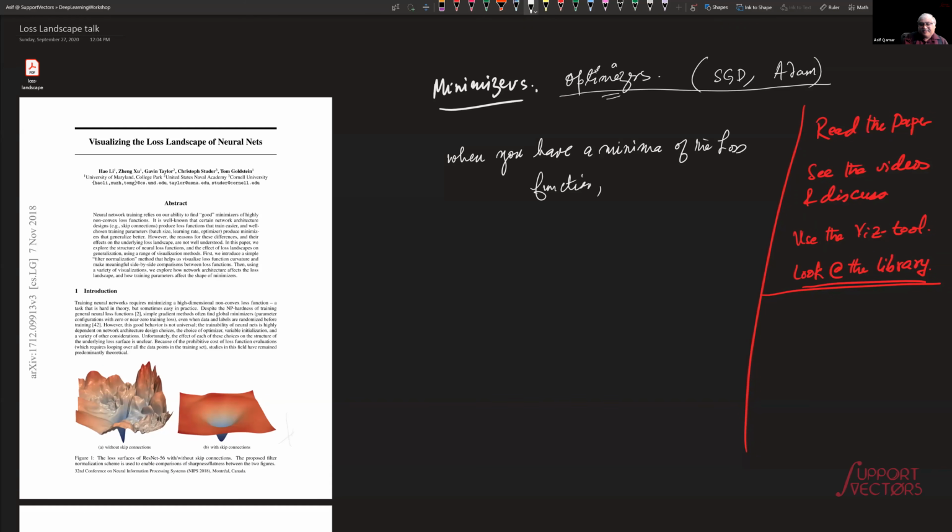Occasionally, they will use just a minimizer. Minimizer is the word, whereas what they really meant is the minima. I suppose they meant the minimizer around the minima.